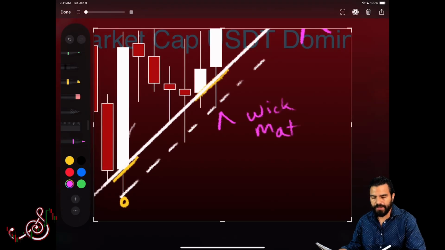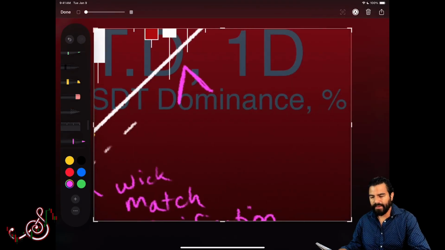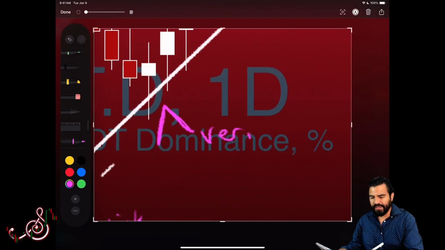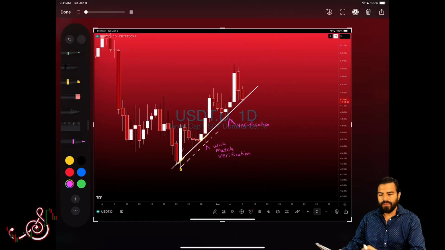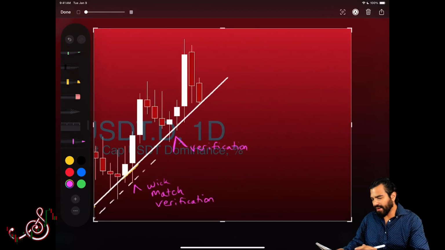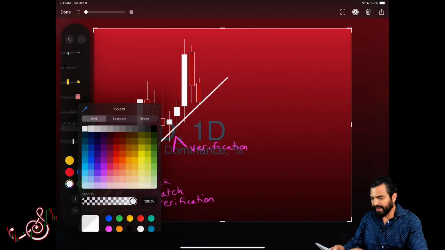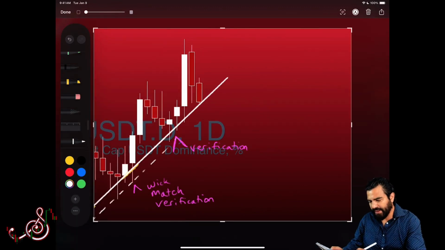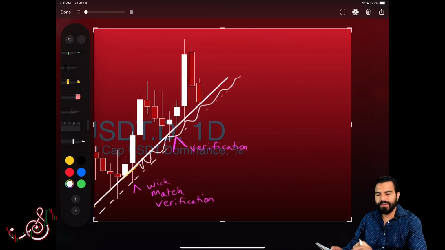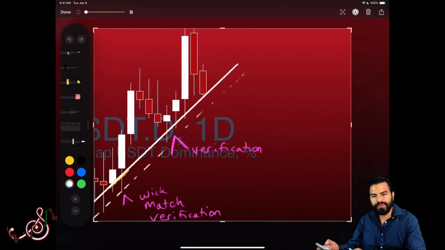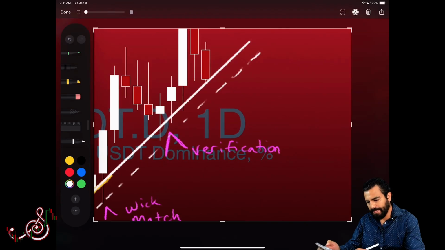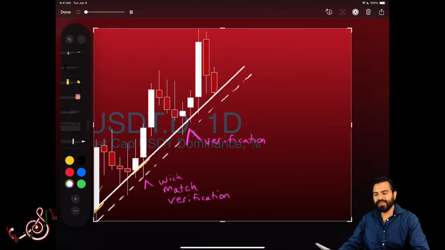Wick match, verification, and verification. Now, with this said, we now have a range that looks something like this. We have prices responding to this block. You say, well, which one do we use? Use both. You can treat them like a block. Okay? So we're left with something like this.